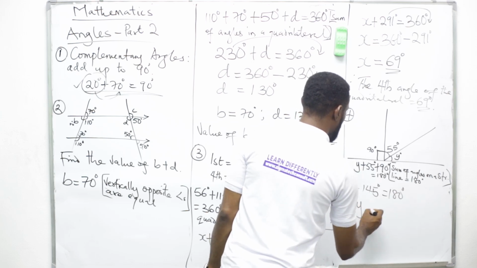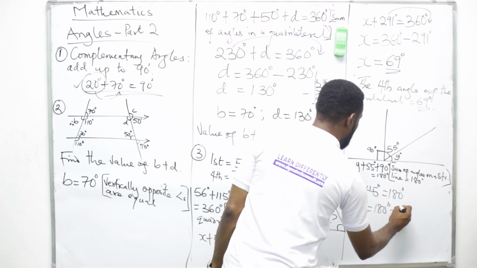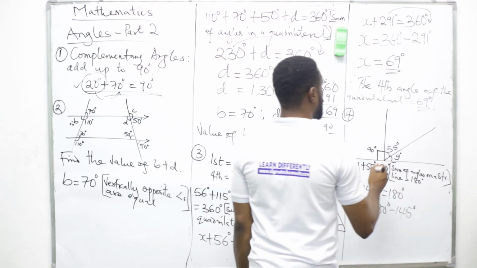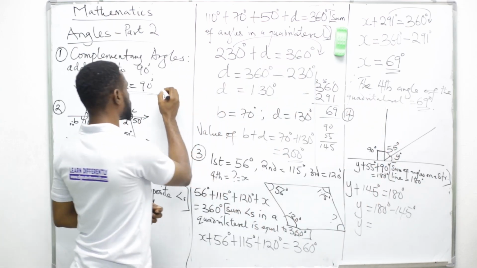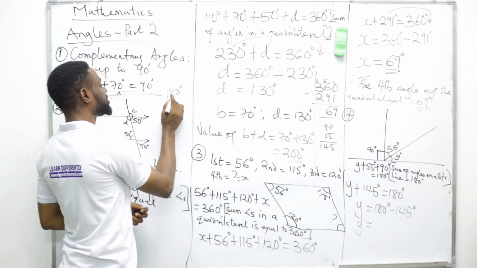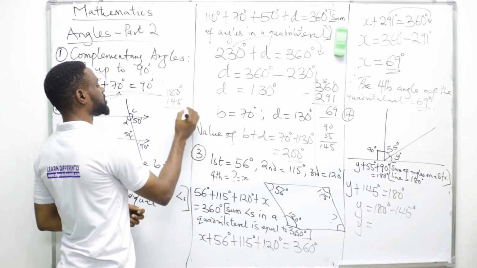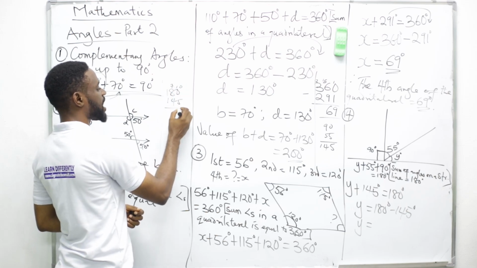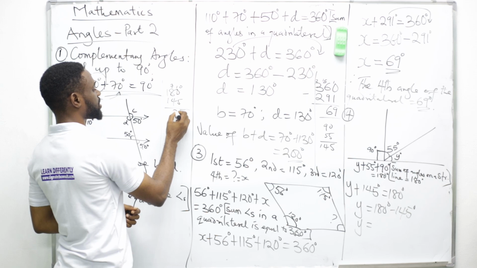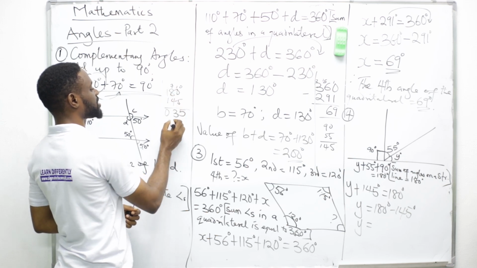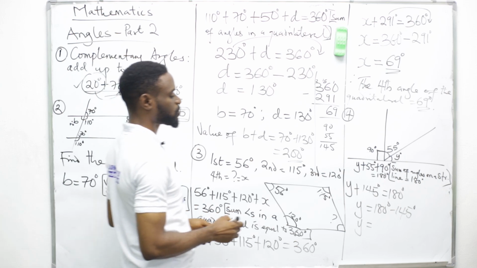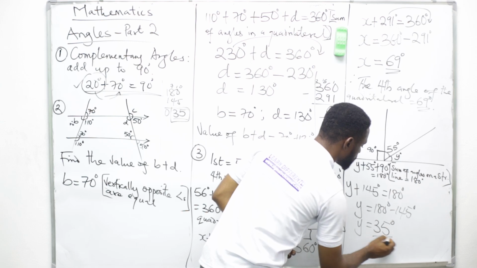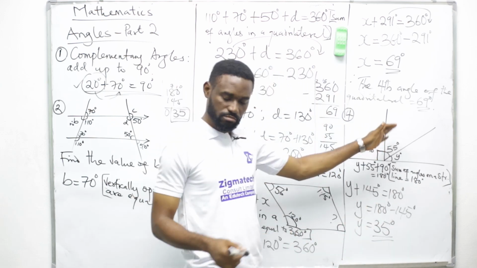It means that y will now be equal to 180 degrees minus 145 degrees. Okay, take one here. This is now 7. Put here is 10. 10 minus 5 is 5. 7 minus 4 is 3. 1 minus 1 is 0. So this is 35. So y is equal to 35 degrees. So that is how to solve for this.